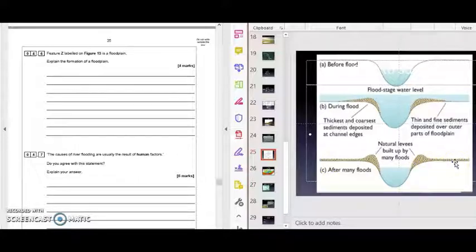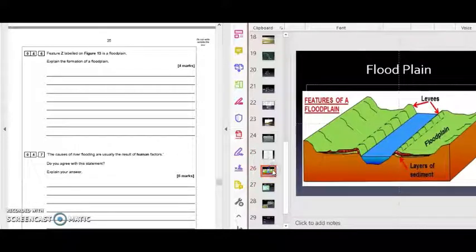So every time it floods, the floodplain gets a little bit higher. And hopefully you can see from this diagram, your river, you've got your natural levees, and then it's full of silt and alluvium either side that will build up over time.